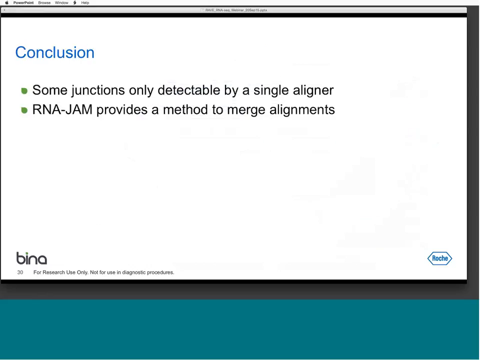So in conclusion, by considering the merged result of these 3 alignment tools, we're able to get the most comprehensive view of the transcriptome possible. Although RNA-Jam only does a fairly simple merge right now, we are working on more intelligent merging of the tools, even though this simple merge is also very useful in terms of getting good alignments.